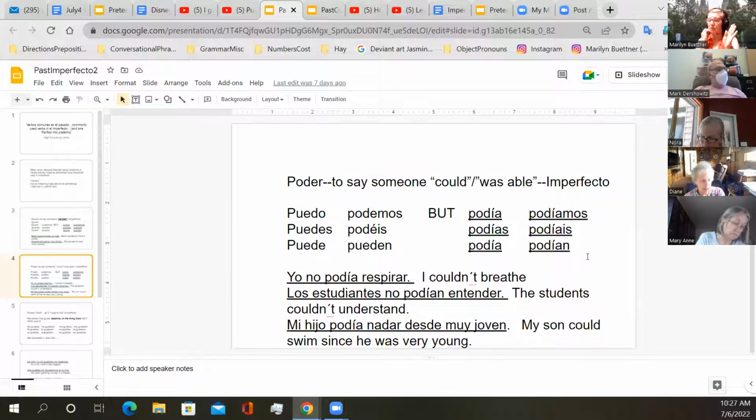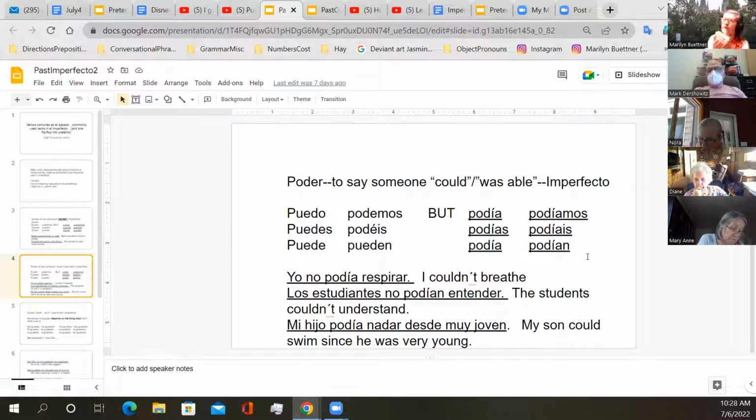This verb here, a lot of the time, not 100%, but a lot of the time is going to stay in imperfecto. When you're talking about somebody having the ability to, it's most of the time going to go into imperfecto. There are specific times when poder goes into preterito, but generally. Poder in preterito, because preterito is an event-oriented past, actually changes its meaning.